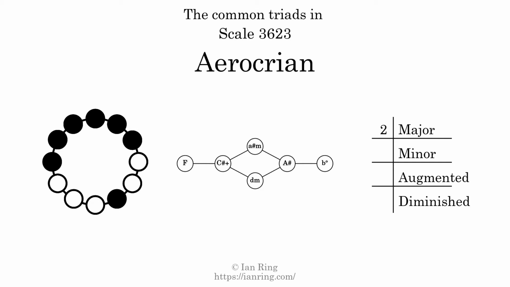There are 2 major triads. There are 2 minor triads. There is 1 augmented triad. There is 1 diminished triad. There is no Hamiltonian path through the graph that uses all the triads.